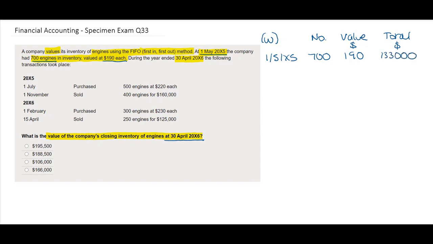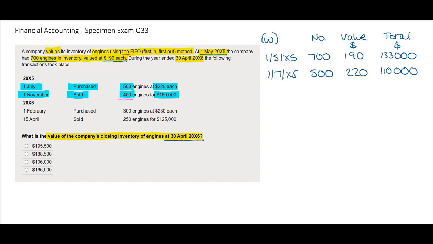They then tell us on the 1st of July they purchased some more engines, and they purchased 500 at $220 each. And so I will add those to my working. The next transaction is on the 1st of November, where they sold some of the engines and they got rid of 400 engines for $160,000. What we're interested in is the number of engines that they have sold, because this is what's been removed from our inventory.